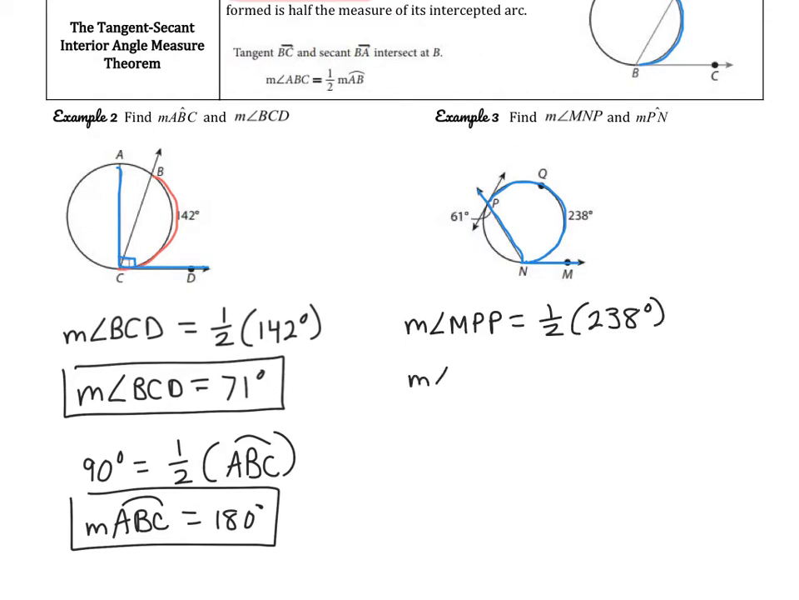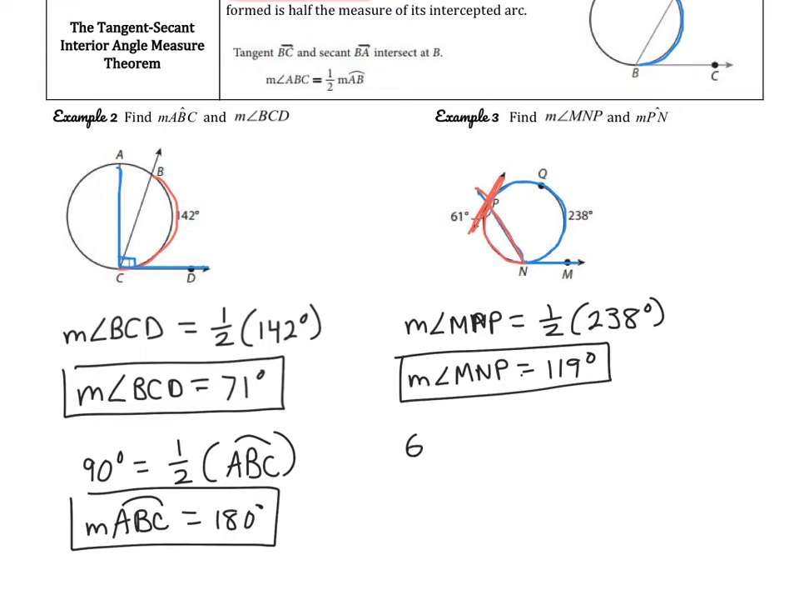So that means the measure of angle MNP should be 119 degrees. Now let's see if we can find the measure of arc PN. So here we have a different tangent line and then another secant. We know the angle formed, so that means that we can find the measure of the intercepted arc.